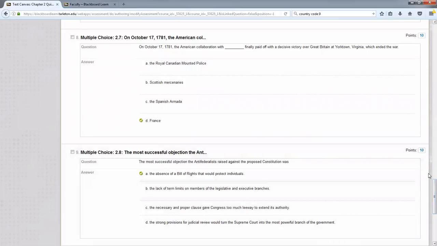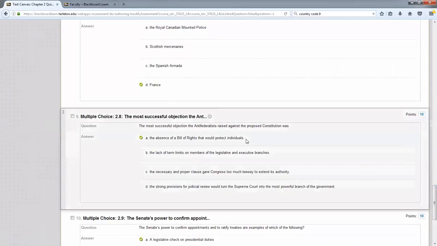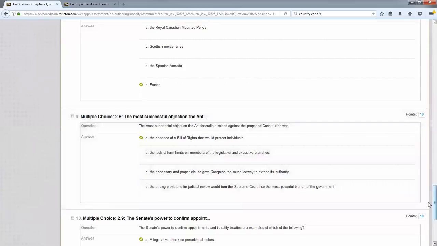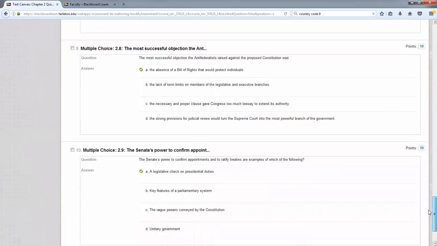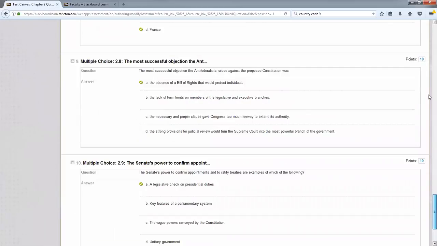The most successful objection the anti-federalists raised against the proposed Constitution was that it didn't have a Bill of Rights. It was a states' rights issue. They were afraid of more tyranny. They were afraid of tyranny by the majority, actually. Not just tyranny by the government, but tyranny by the majority. If most people hold one opinion, those with an unpopular opinion would lose their civil rights and civil liberties. The Senate's power to confirm appointments and ratify treaties are examples of which of the following? A legislative check on presidential duties. So those are the answers to that one.